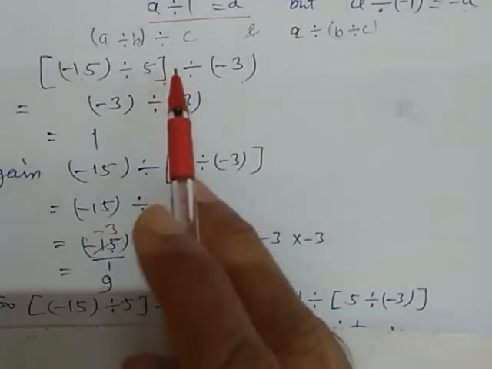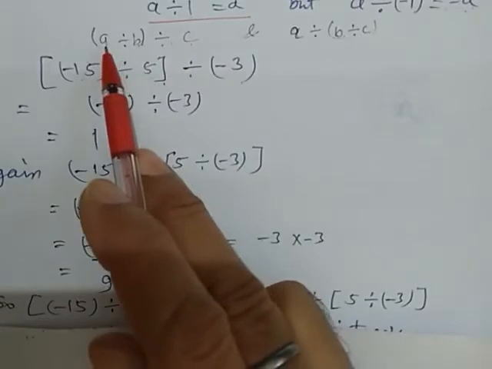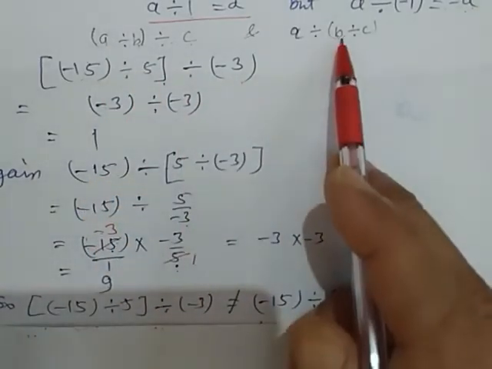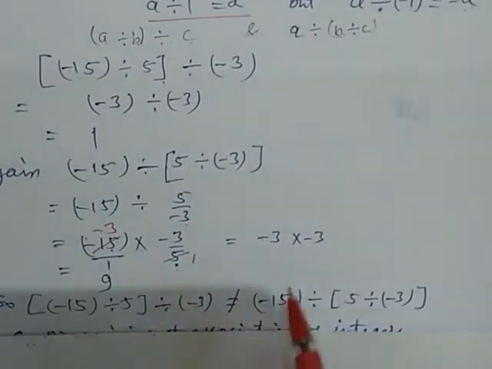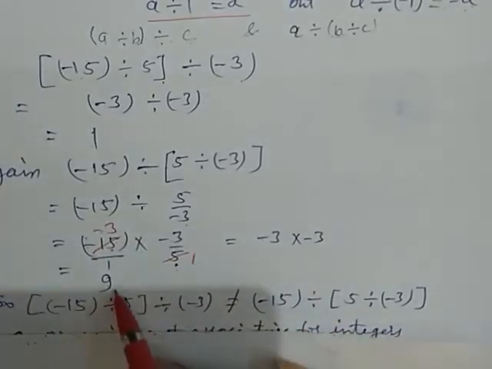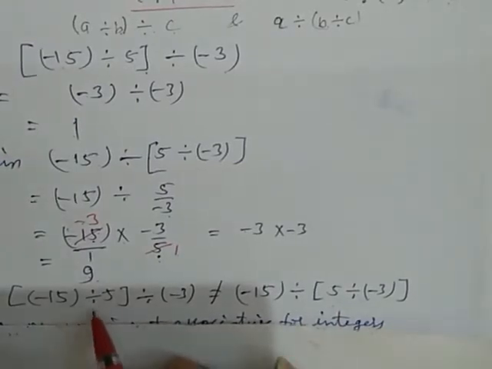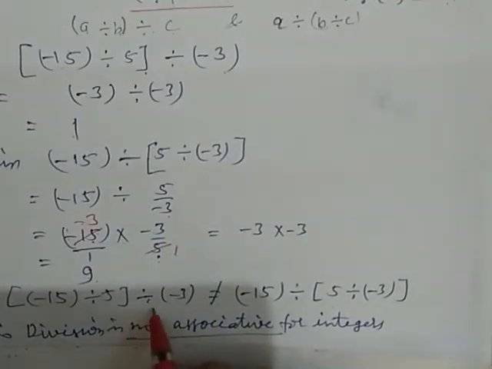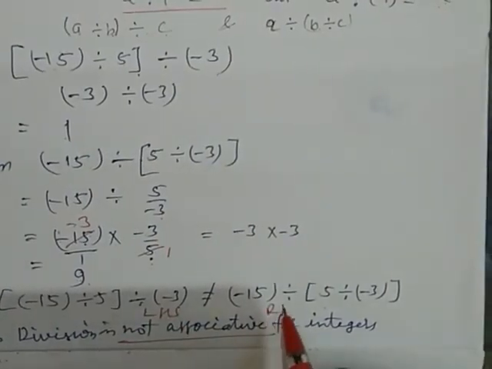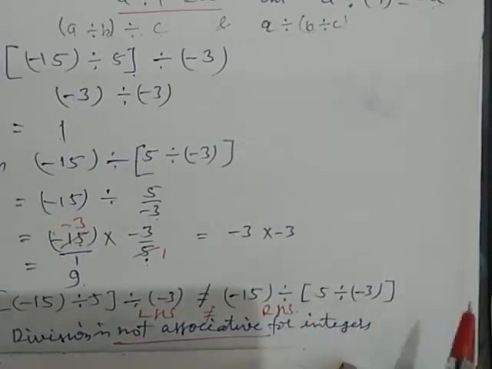So here we check a divided by b divided by c, that is first we associate a and b, and here first we associate b and c, but check the result is not equal. Here we receive 1, here we receive 9. So this is not equal to this, that is left hand side is not equal to right hand side. So division is not associative for integers. This is our next conclusion.